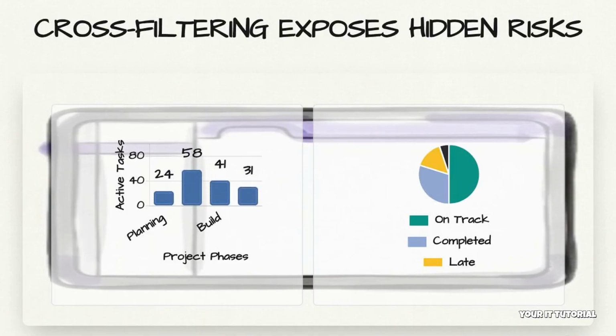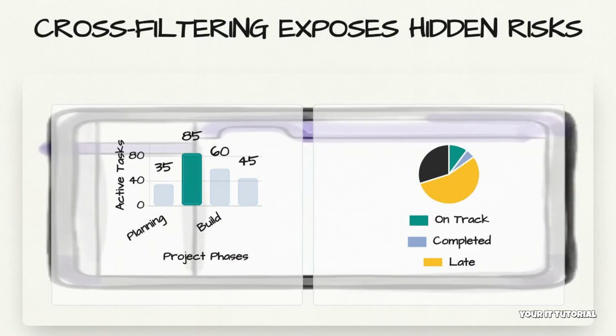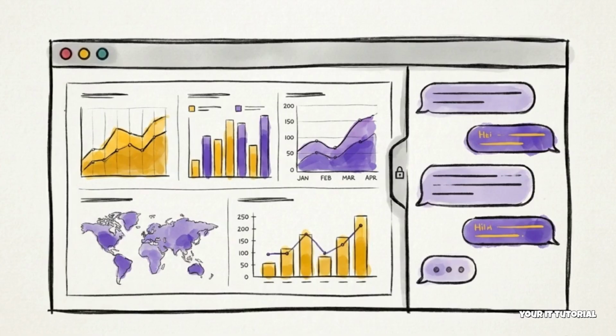Users can perform cross-filtering to isolate specific variables, such as viewing tasks associated only with a single project phase. Selecting a data point in one visual instantly updates the remaining charts on the dashboard to reflect that specific filter. Collaboration is enabled via the Show Tab conversation icon in the upper right corner of the tab.